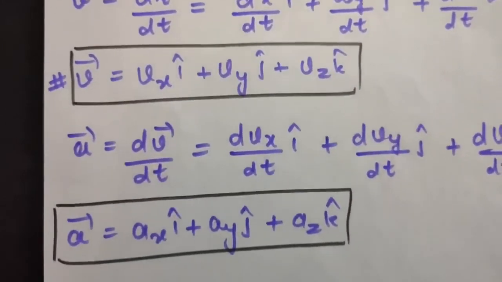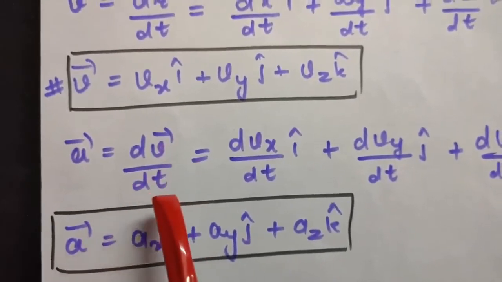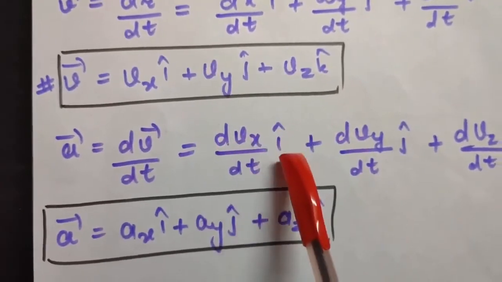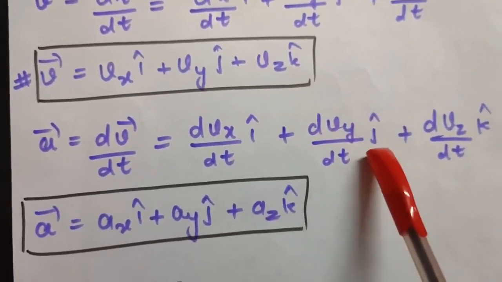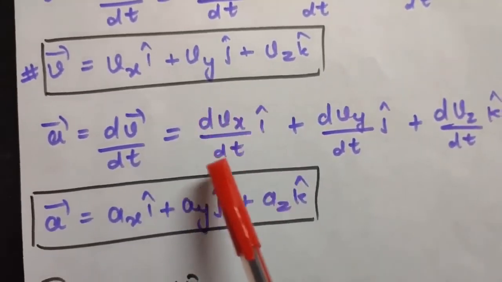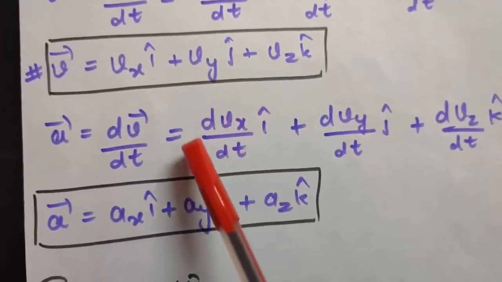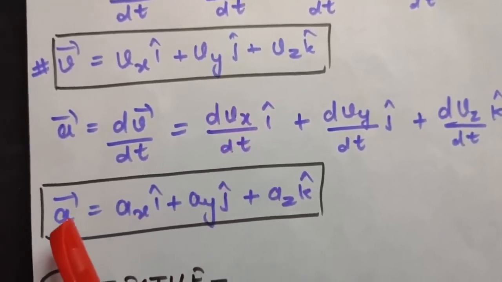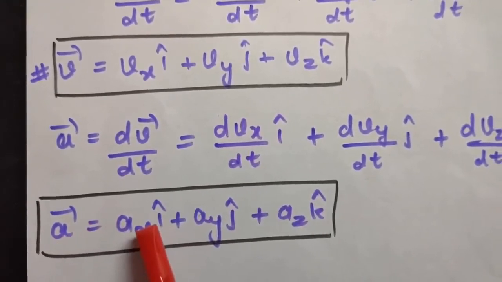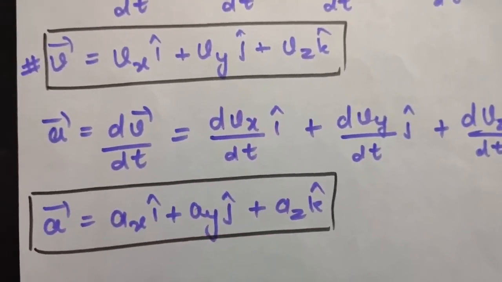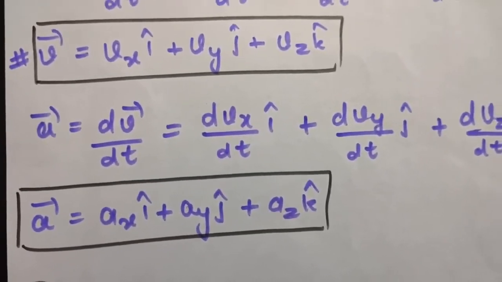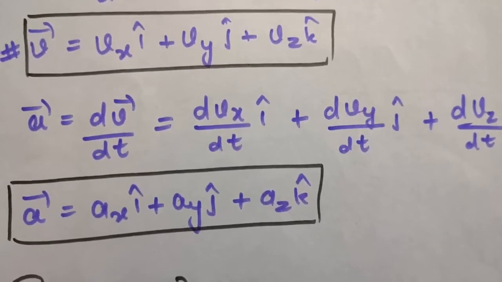Similarly, now you know acceleration is dv by dt. Again, if I put the value of v from here, it will become dvx by dt i cap plus dvy by dt j cap plus dvz by dt k cap. Again, dvx by dt is the component of acceleration in the x-axis. So from here your acceleration vector will come to be ax i cap plus ay j cap plus az k cap. Okay students, so this was all about vectors. Tomorrow we'll start from projectile.